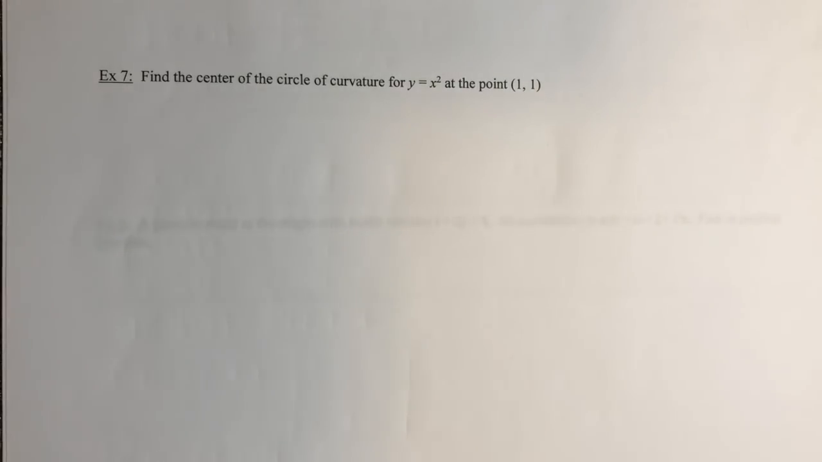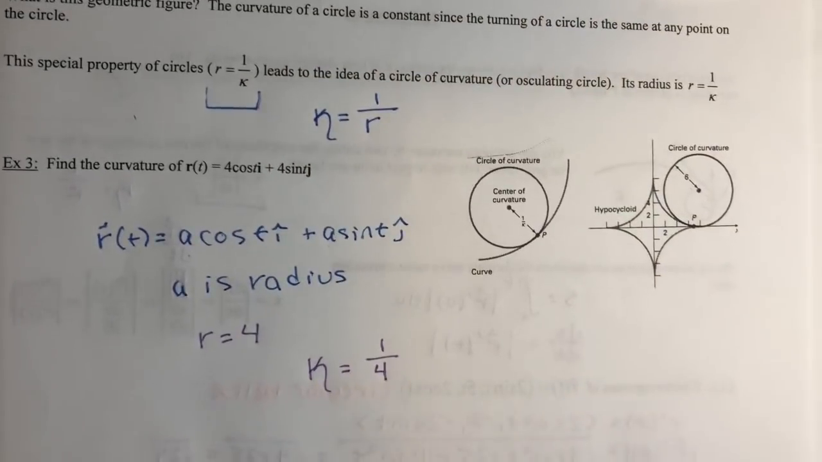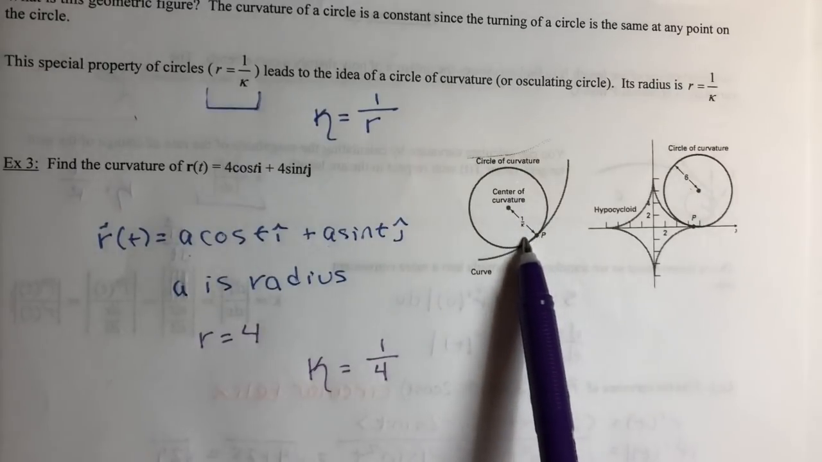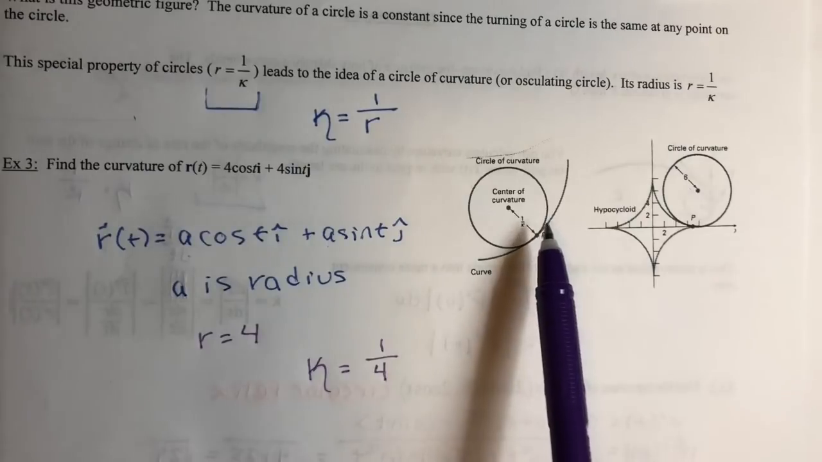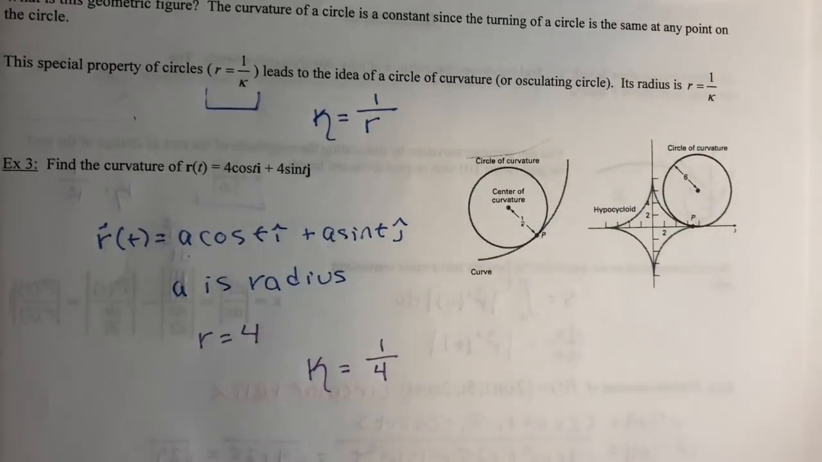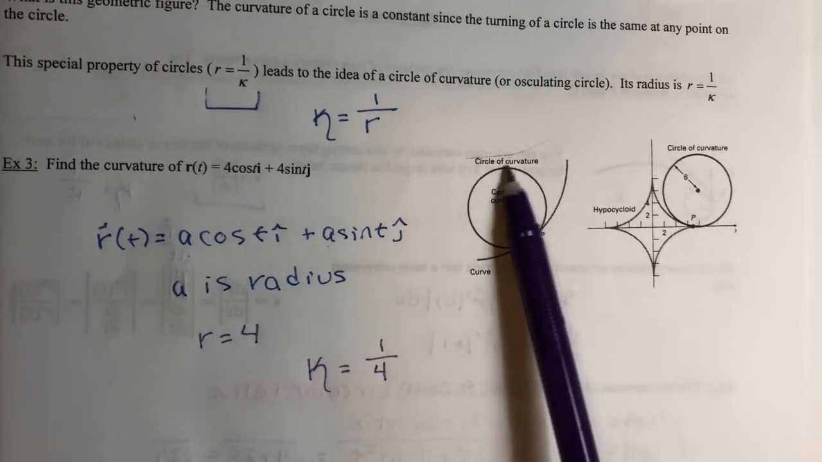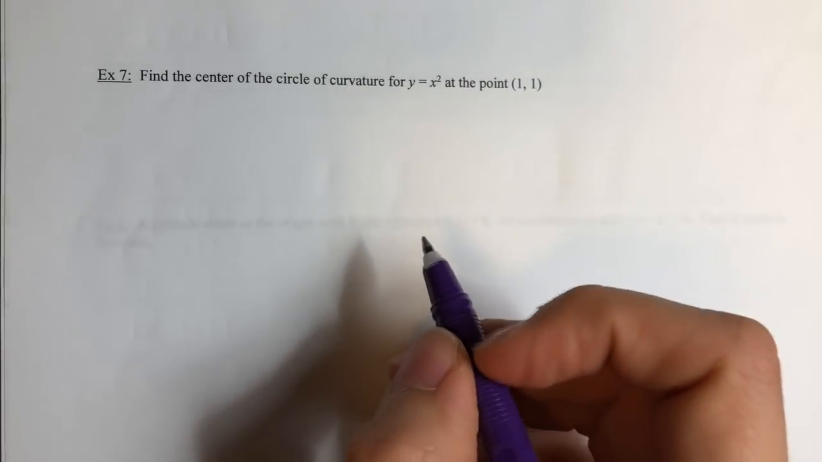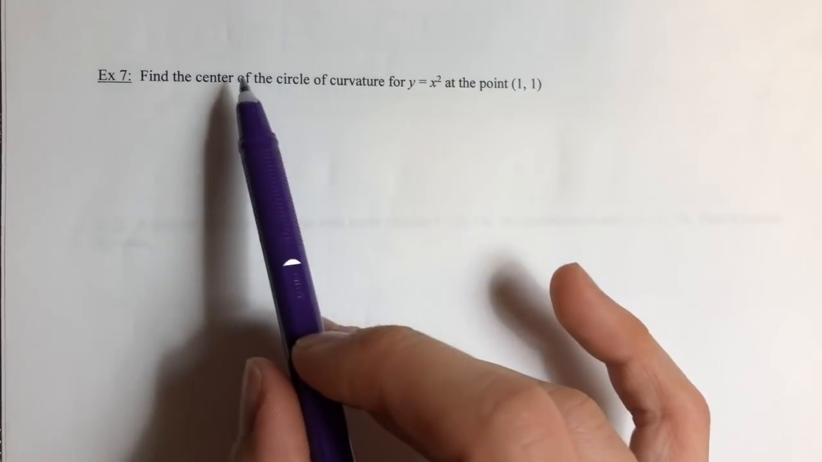So if you think back to the other section of notes here, this is our circle of curvature. If we calculate the curvature right here, the reciprocal of the radius will be this distance right here. Okay, so we're looking for this circle. We're looking for the center for the curve y equals x squared at the point (1, 1). All right, well, first, I'm going to need to find the radius of this circle because this is not the center.